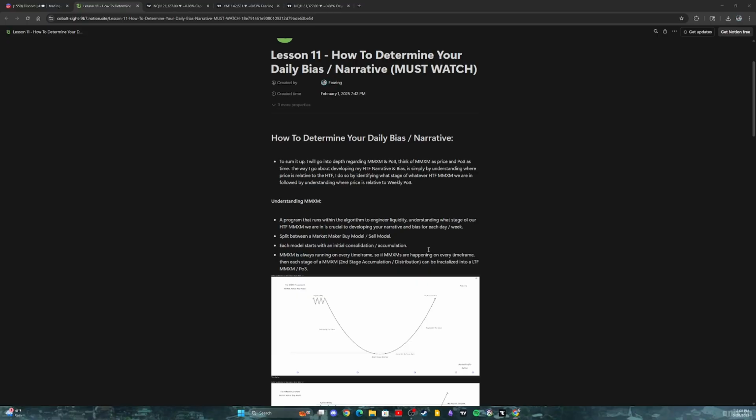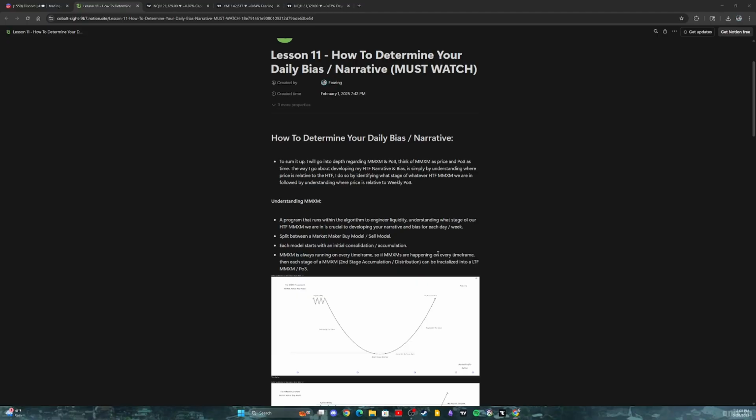Before we get into that, we're going to have to understand what market maker models are. Market maker models are a program that runs within the algorithm to engineer liquidity, and understanding what stage of our higher time frame market maker model we are in is a crucial step in developing our narrative and bias for each day and week. Market maker models can be split into a market maker buy model and a market maker sell model.